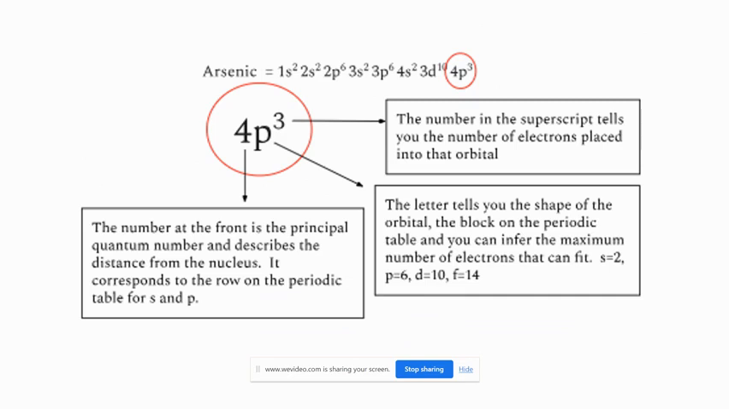Now, if you're given one of these and told to identify, so you don't know what this is, one way that you can figure out what it is, you can add up these superscripts. So add 2 plus 6 plus 6 is 10, 12, 18, 20, 33. Arsenic should be 33. And it is. Yep, arsenic is number 33. So if you add up these superscripts, that's the atomic number for the element that you're trying to identify.